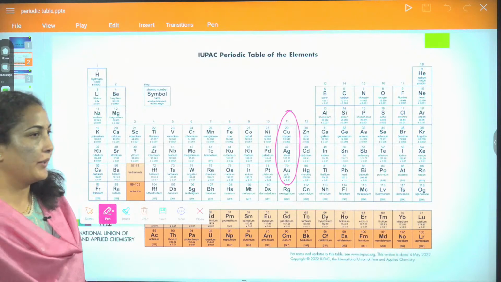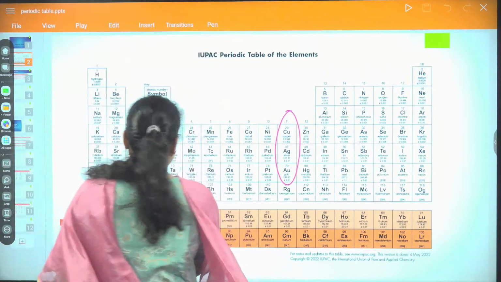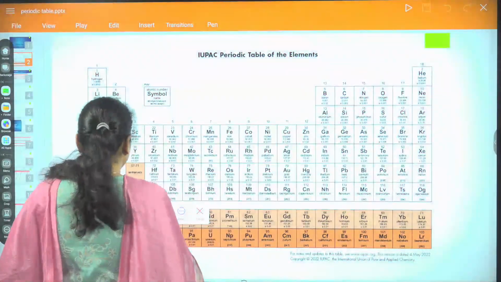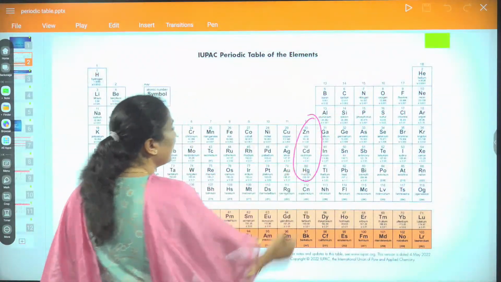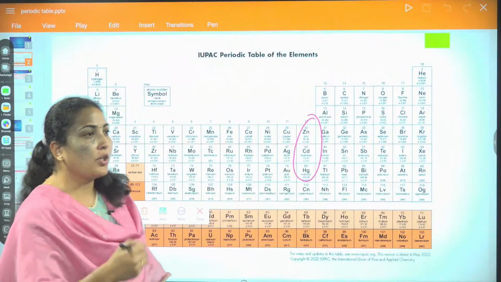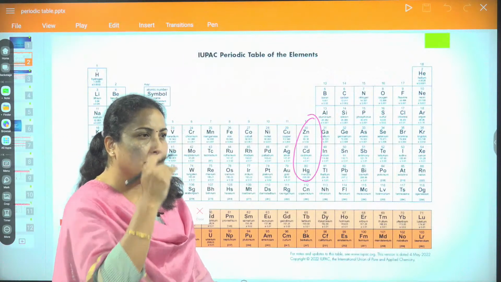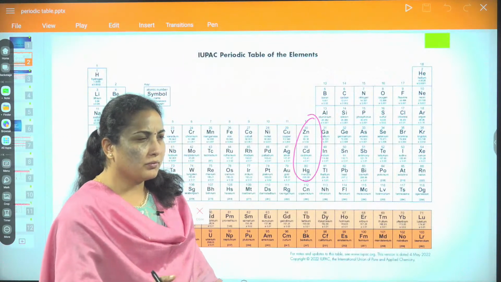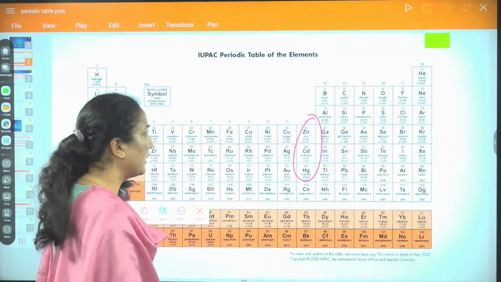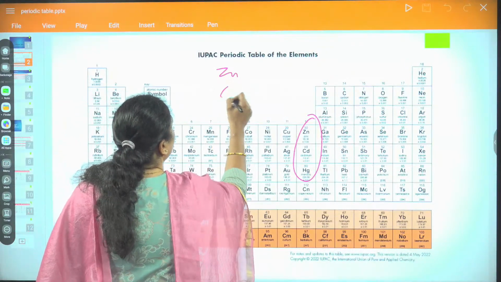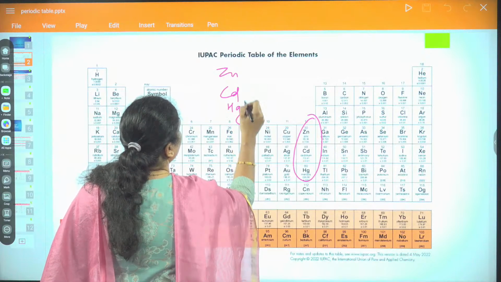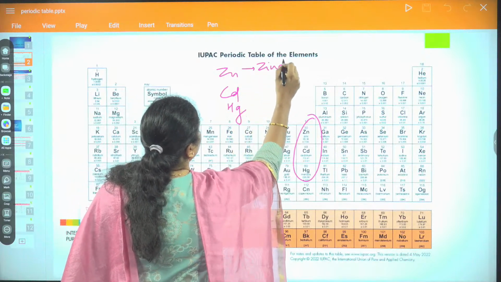Good? Okay. Now next, this is something everybody knows, which is zinc, cadmium, mercury. They are non-transition elements: zinc, cadmium, mercury. So that's already known, and you don't need anything for that. Zinc, cadmium, mercury.